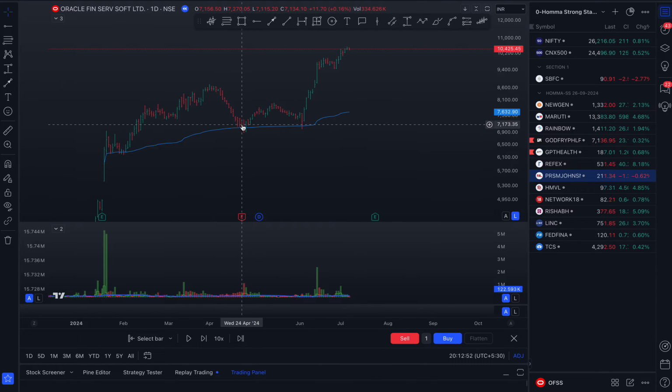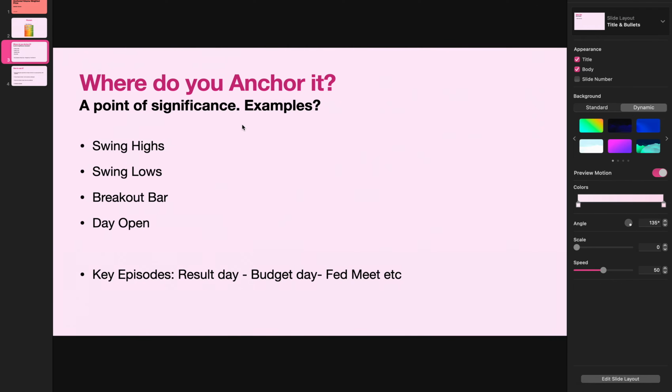So swing highs and swing lows are always points of significance because something occurred there, which is basically the change of trend. The other place where you can anchor your AVWAP is the breakout bar. Why the breakout bar is of significance, I don't have to explain to you, because that was the price from where it moved out of the range. The price got out of the range, and that's why it's a significant bar.